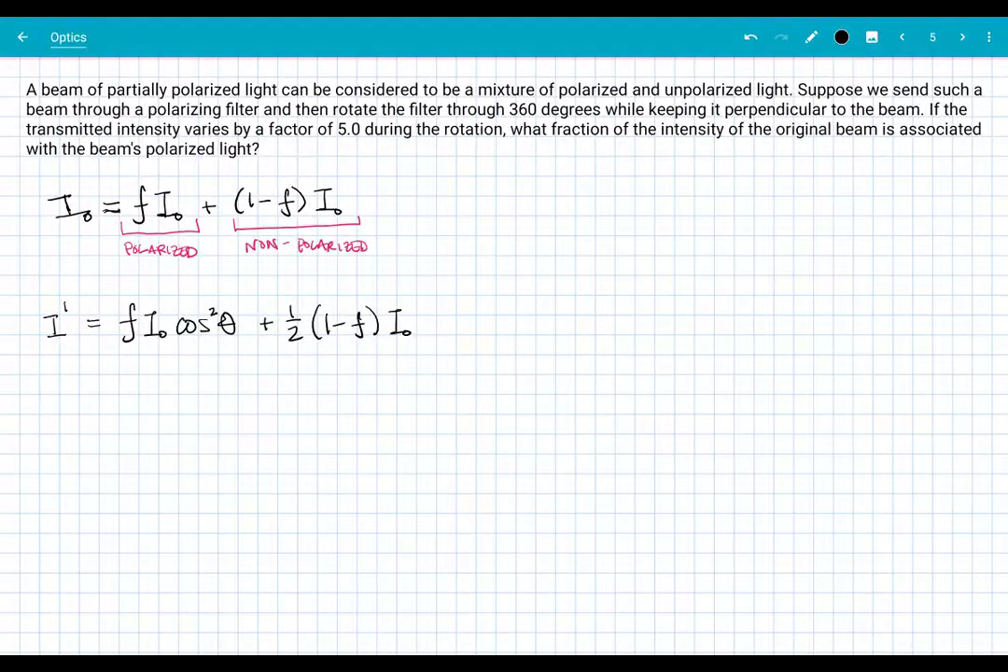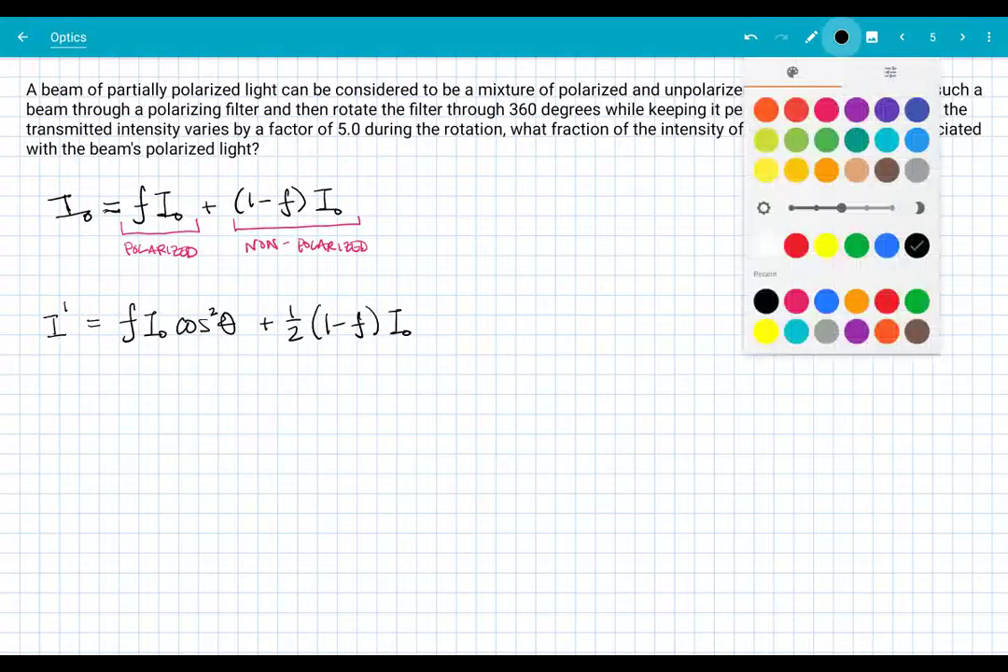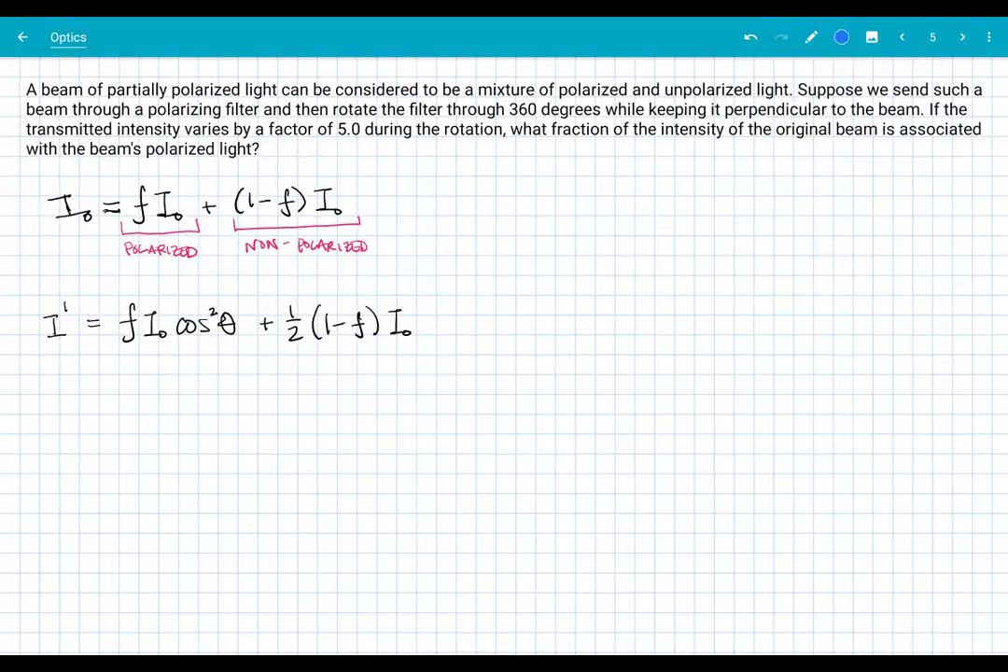Now, what's cool about this is that it's a cosine function. So I know I can, for instance, write out equations for the minimum value. Now, notice that this problem, remember, I'm going to take you back here. They tell us that the intensity varies by a factor of 5. So how can we use this 5? It seems important. Well, because this is a cosine function, I can pretty easily express the minimum value of I prime, because the minimum value of cosine squared theta is equal to 0. That's just a fairly simple function.